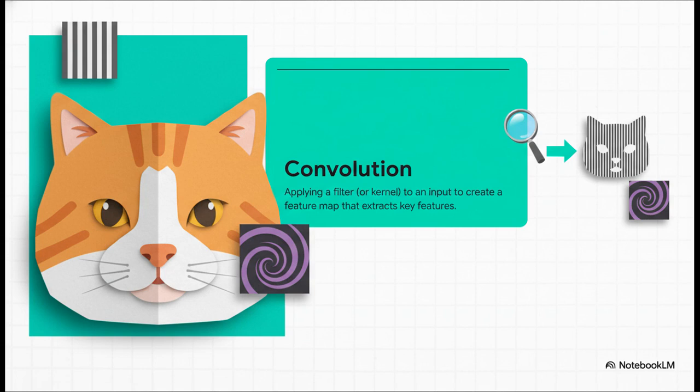The network uses a tiny little detector, which we call a filter or a kernel. You can think of it as a tiny grid of numbers that's been designed to look for one very specific pattern, like a vertical edge or a curve that goes from left to right. By sliding this little filter across the entire image, the network builds a brand new map, a feature map, that basically lights up wherever it found that one specific thing it was looking for.